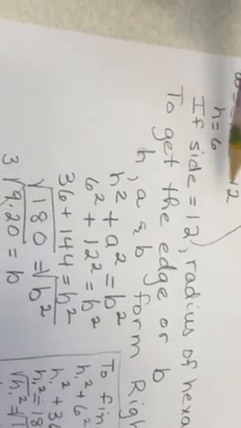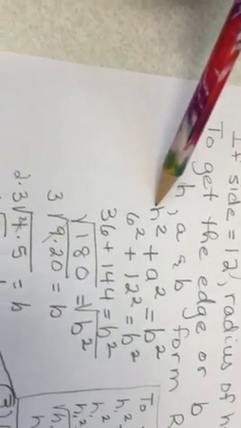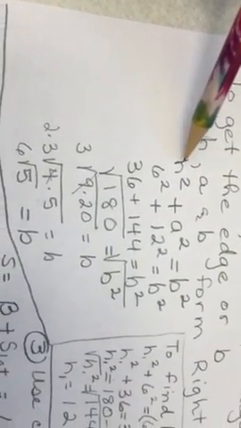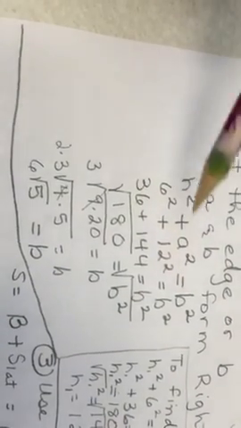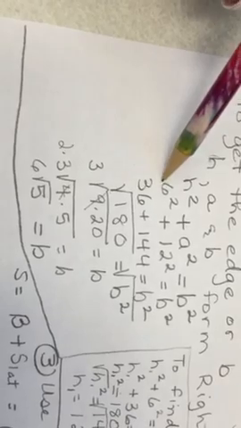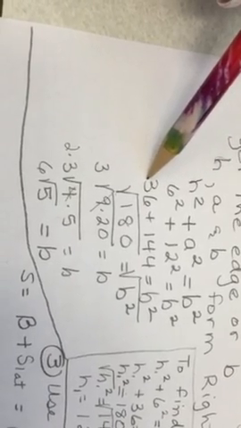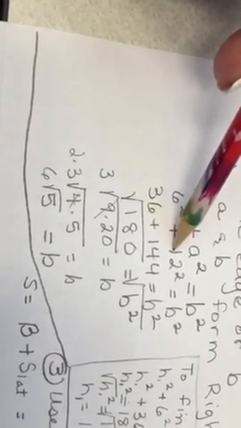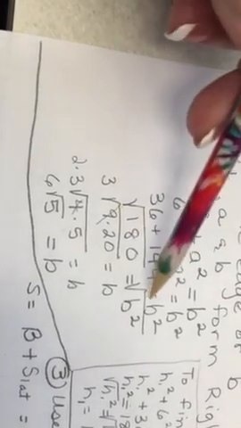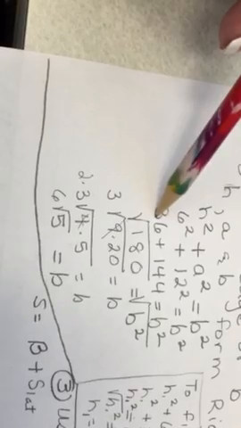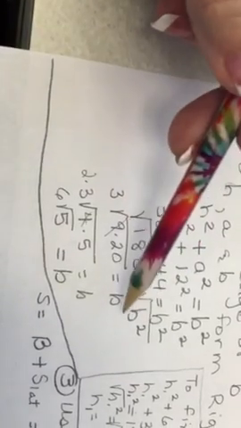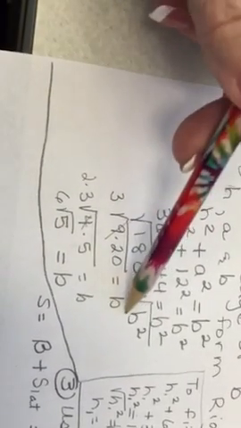So you're going to use the Pythagorean theorem with h squared plus a squared equals b squared. And h is 6, so 6 squared is 36. A is 12. 12 squared is 144. And we're trying to find b squared. So you add these two together, get 180. And so 180 is the same as b squared.